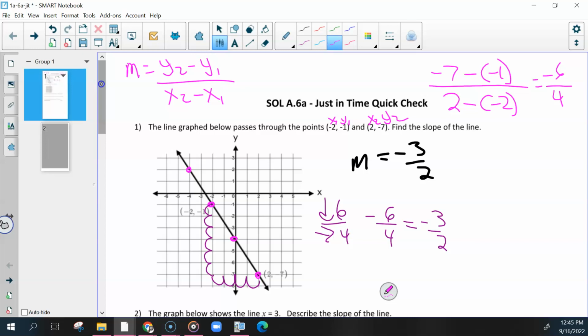Other questions on number one? Correct. I will say this is more work than you really need to do, but you can do it that way. You could just count.